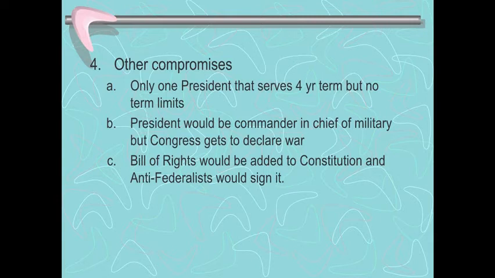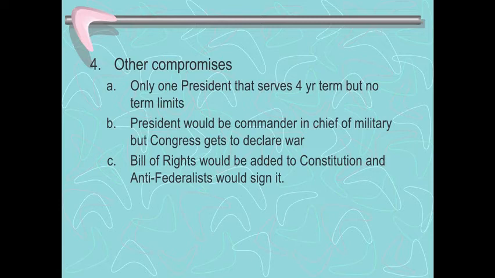The second compromise that was made was that the president would now be the commander-in-chief of the military. So the president was the leader of the military, but could not make the decision to declare war. That decision was given to Congress. So Congress is the only body of our government that can declare war, but the president is the commander-in-chief of the military.